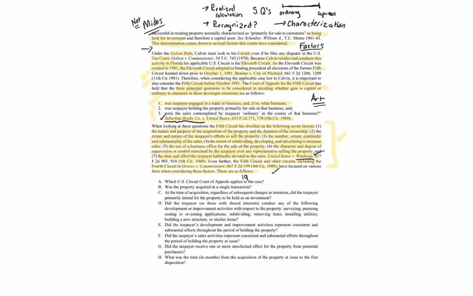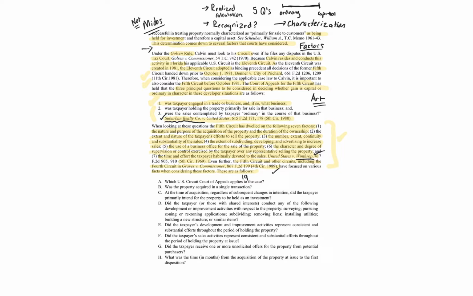G, did the taxpayer receive one or more unsolicited offers for the property from potential purchasers? If there are more unsolicited offers, then it becomes more like investment property, because the idea is that if the property value is going up, then it becomes more of a seller's market than a buyer's market. So more unsolicited offers, it becomes more capital or investment. Less, or if you didn't get any, then you're advertising and you're the one soliciting because you're doing sales. That's the idea.